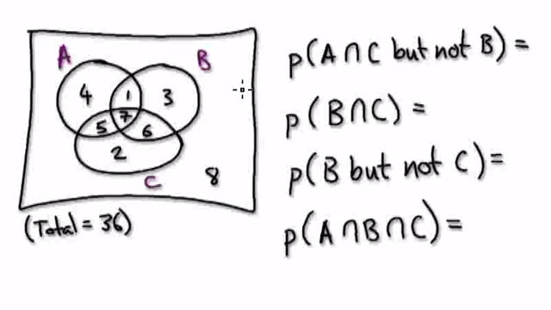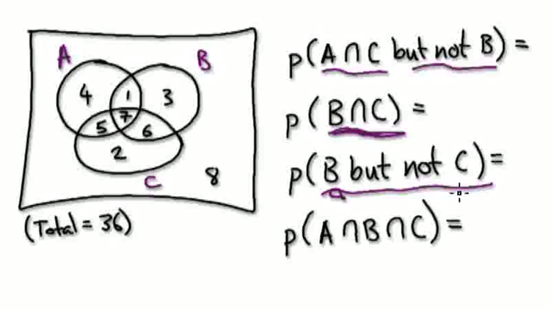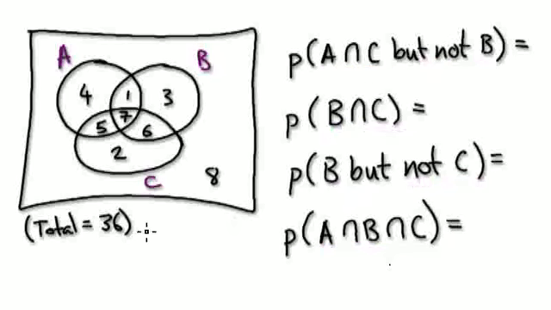Okay, this one here. What is the probability of A and C but not B? Okay, think about it. This one here, it would be B and C. This one here, B but not C, and here A and B and C. Okay, well, do whatever you have to do. Press pause and have a go.